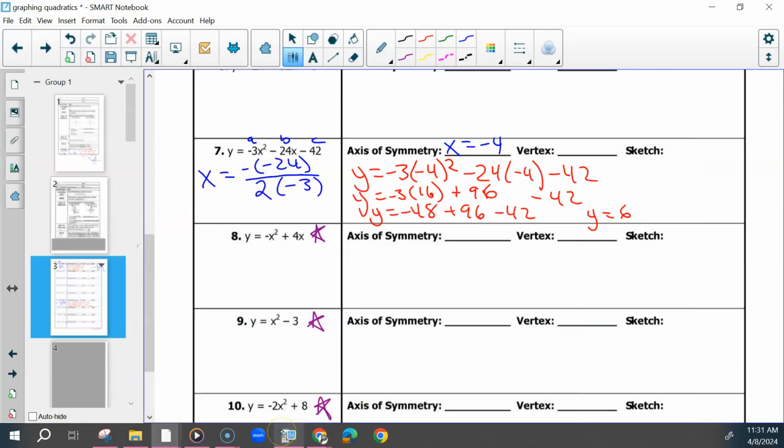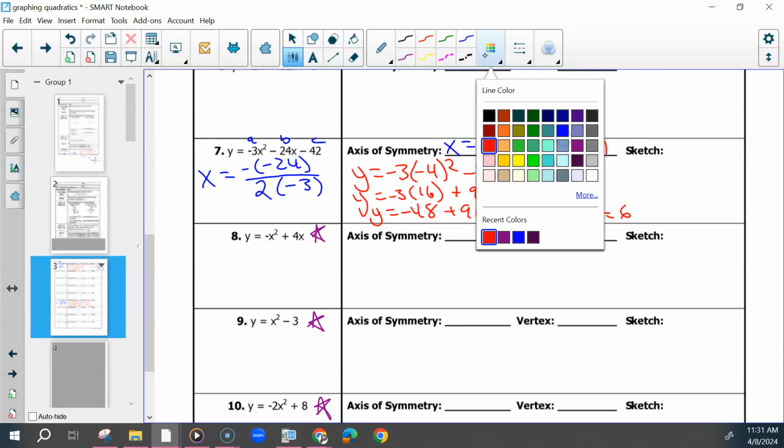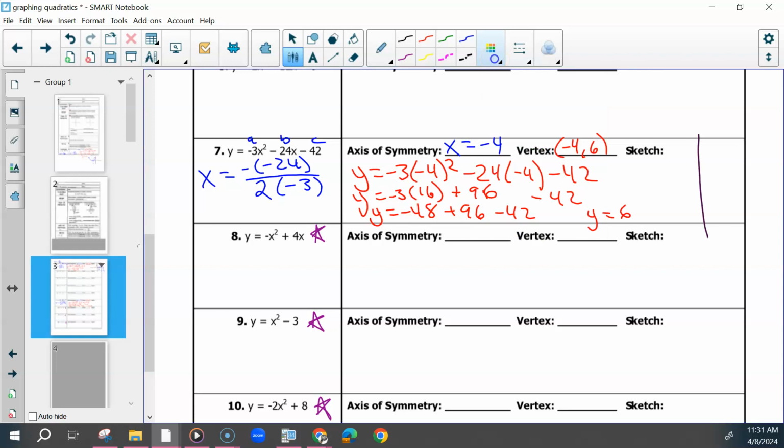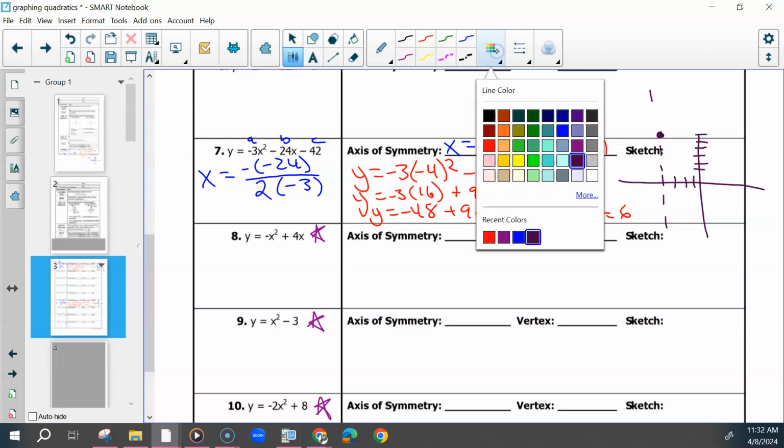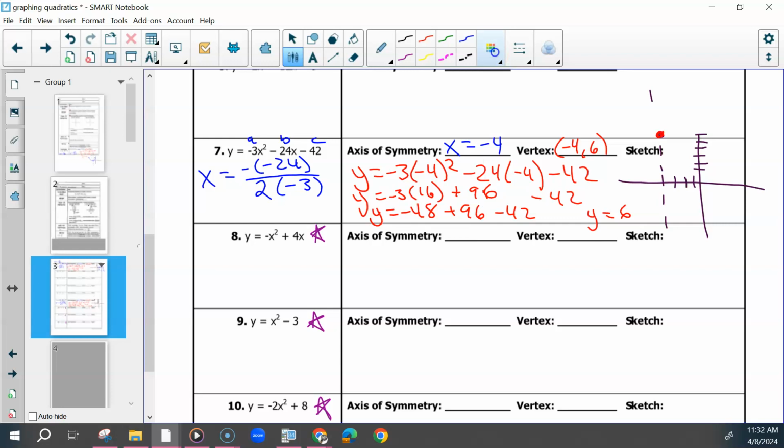So if you're not sure, make sure you put that in the calculator. You don't have to simplify it like this. You can just put it all in at once. Okay, and then draw that rough sketch. Would this face up or down? Down. So then draw a U shape that is facing down.